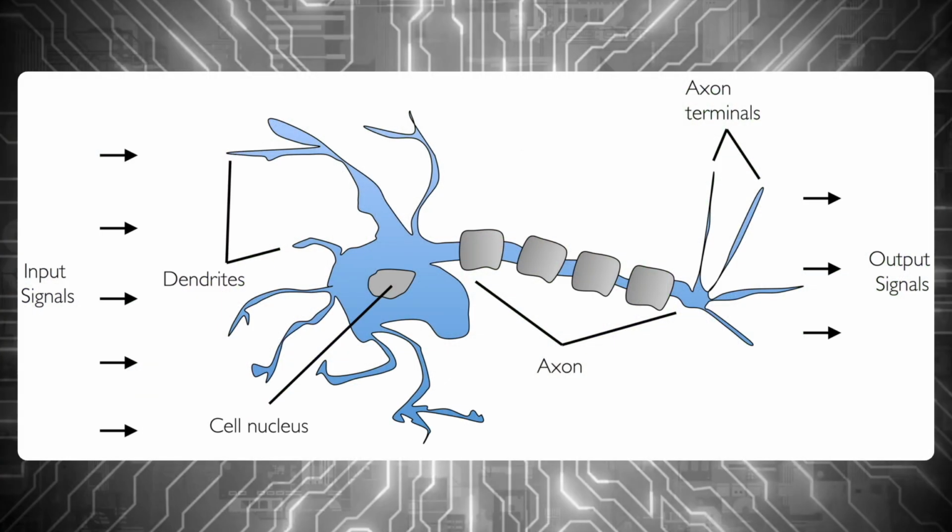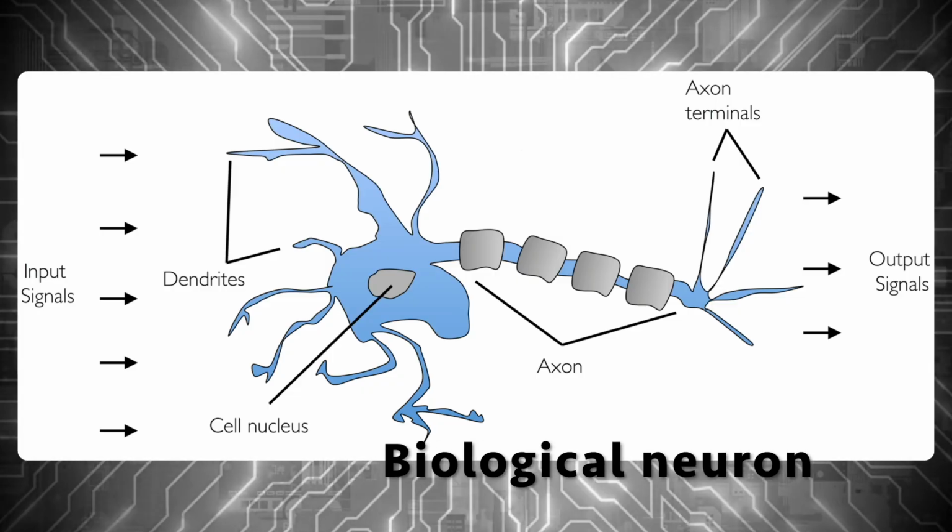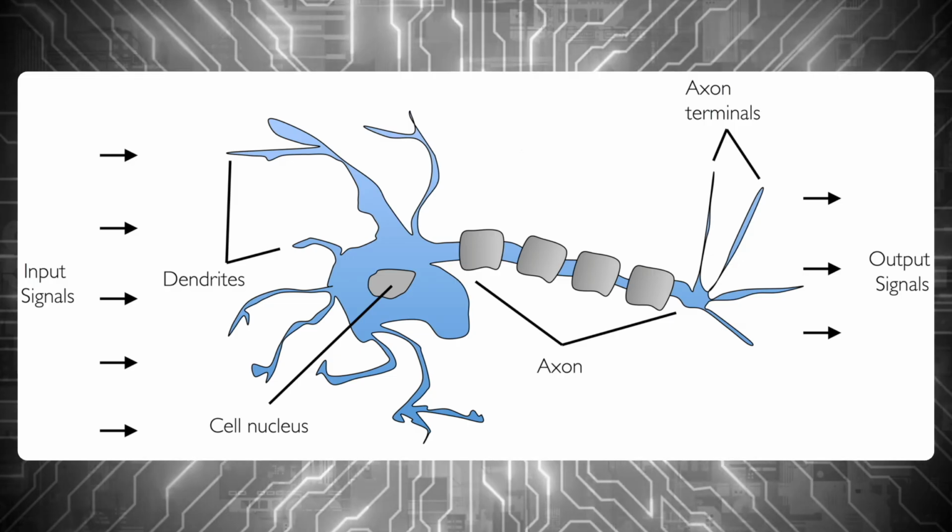Before we dive into the math, here's where the inspiration came from: the biological neuron. Input signals arrive from other neurons. The dendrites act like filters. Notice how they have different thicknesses. Thicker dendrites let more signal through. They control the importance of each input.